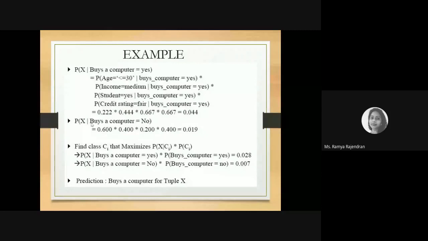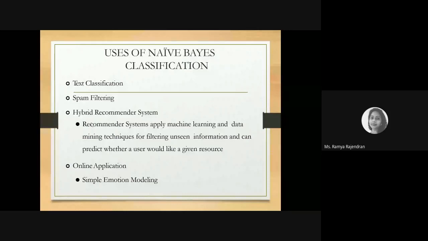Where Naive Bayes has been used, as I told you, is in a lot of areas apart from financial areas. It has been used in text classification, trying to check whether a message or an email is spam or not, and in hybrid recommendation systems as well. It is also used in online applications where you try to predict the emotions or sentiments of a person, so it's also used in sentiment analysis.